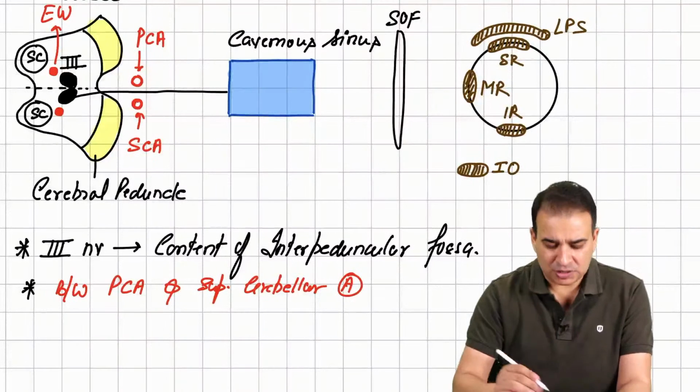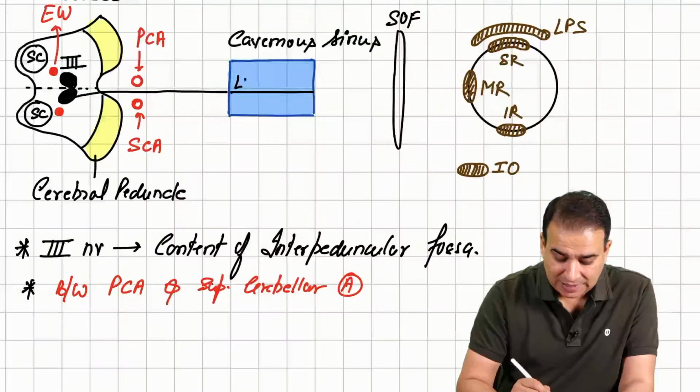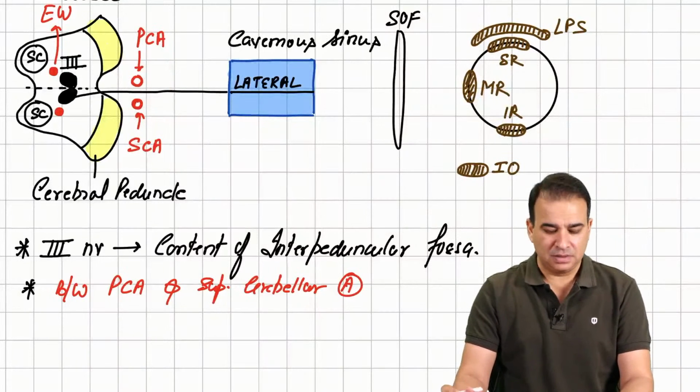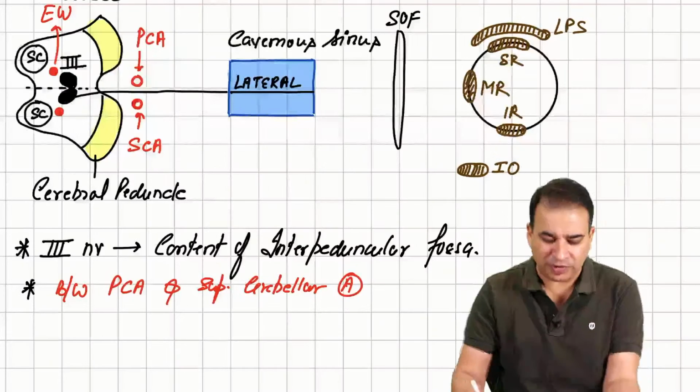In the further course, the third nerve runs through the lateral wall of the cavernous sinus. Now, remember that it is in the lateral wall. This nerve is present in the lateral wall of the cavernous sinus. The nerve is in the lateral wall. It's not going through the cavernous sinus. It is present in the lateral wall of the cavernous sinus.